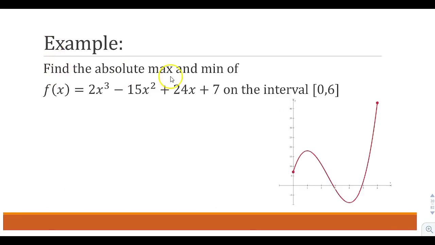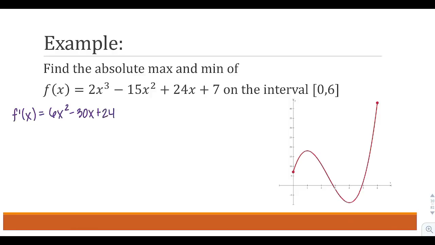We're going to go ahead and find the absolute max and min of f of x equals this cubic polynomial on the interval 0 to 6. We're going to ignore the graph that's here and use it to verify our answer at the end. Typically, the graph would not be given on this type of problem. We start with finding the derivative so that we can find the critical values. So f prime of x is equal to 6x squared minus 30x plus 24.